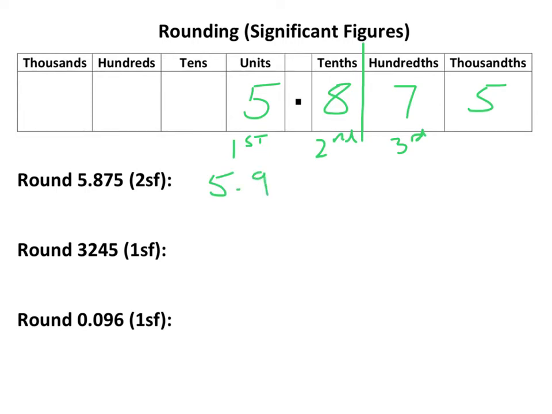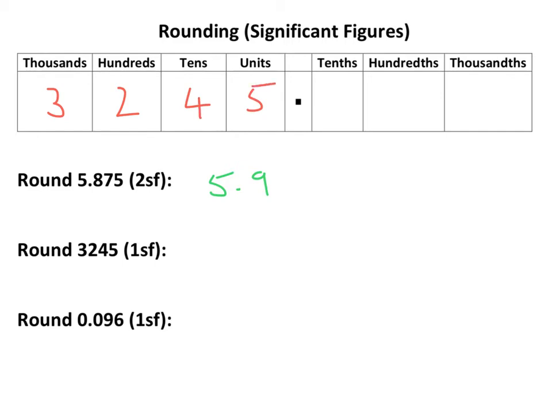Okay, good. So let's rub that out, and I'll do the next one in a different colour. Where are we? There we go. So next colour we'll do red. There we go. So next one, it says round 3,245. So 3, 2, 4, 5 to one significant figure.